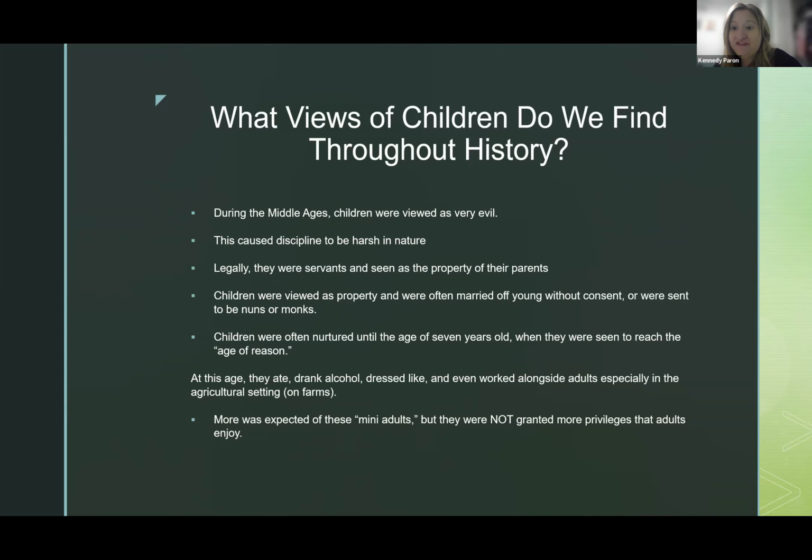Children were often nurtured until they were the age of 7, which was the age of enlightenment, in which case they were seen as mini adults. Many would eat like adults, drink alcohol like adults, smoke like adults, take on large tasks and jobs like adults, and would even many times work alongside adults in many settings, including on farms and agricultural settings. So more was expected of these mini adults, but unfortunately, they were not granted the privileges or respect that many adults enjoy today.